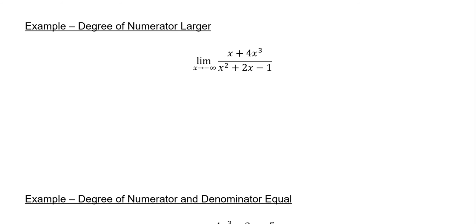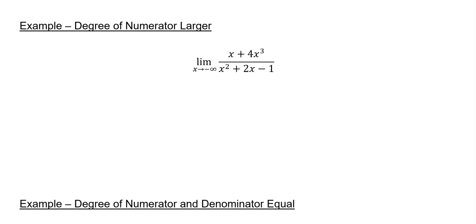We have the degree of the numerator is larger. So you might remember if the numerator is larger, that means there is no horizontal asymptote for a rational function.